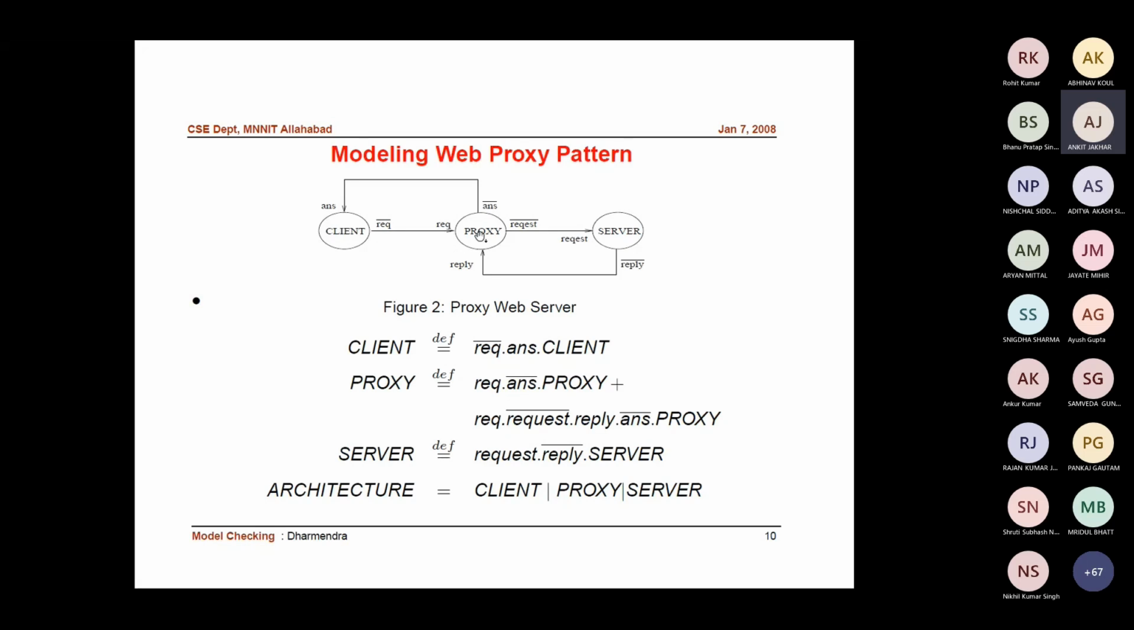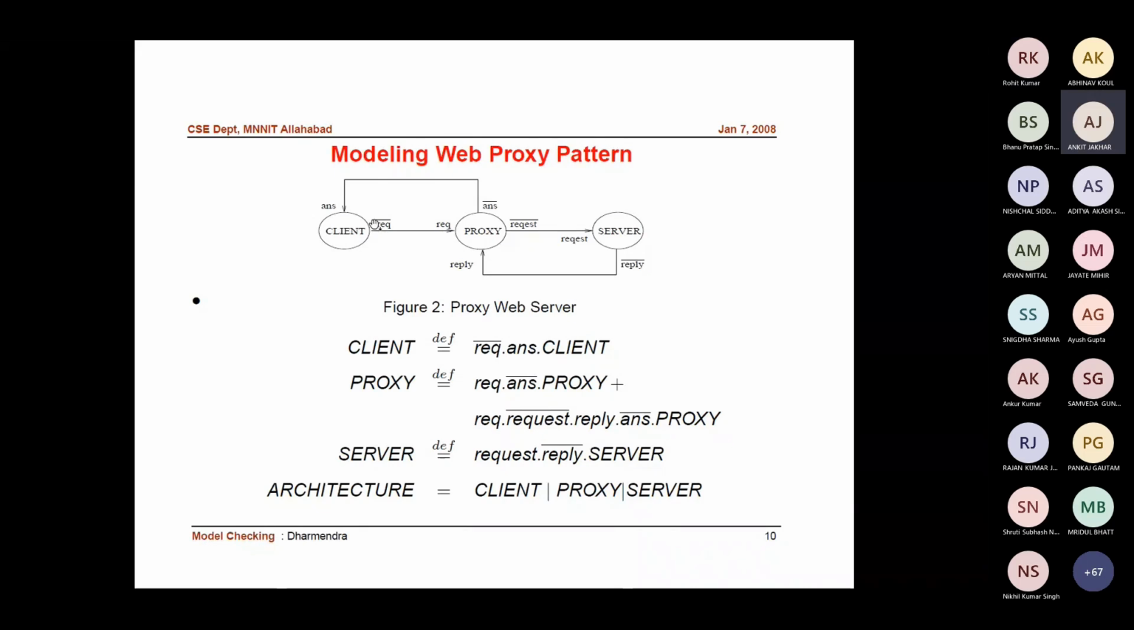So here now you have to familiarize yourself with certain CCS terminology. That means the client, proxy, and server are supposed to behave as agents. And every agent is going to be written in terms of the actions of itself. So in CCS, the client is going to be written by its own actions. So the client can send a request and the client can receive an answer. So the client would be defined as: it outputs request and it receives an answer.